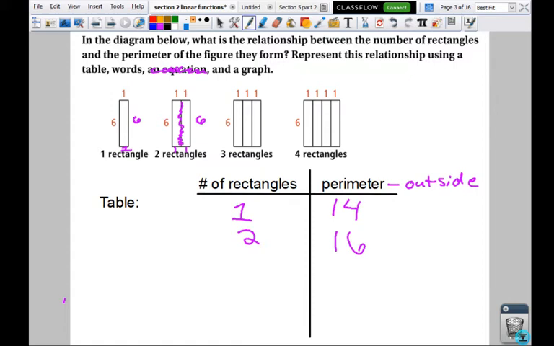And then we're going to keep going through. We're going to do it with 3 rectangles this time. So when I have 3 rectangles, I don't care about these 2 middle pieces because all I care about is the outside for perimeter. So if left is 6, the right is 6. And then if this top is 1, 1, 1, the bottom is 1, 1, 1. Now I can go through and add up my perimeter. 6, 7, 8, 9, 15, 16, 17, 18. When I have 3 rectangles, my perimeter is 18.